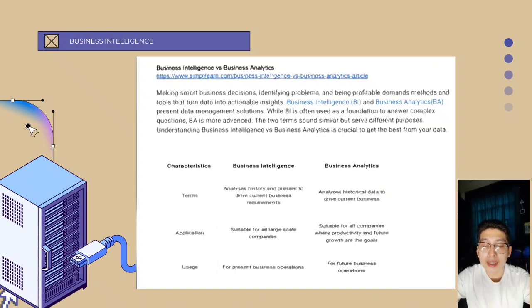Characteristics. Business intelligence, business analytics. Characteristics, terms, application, usage. The terms of business intelligence is analyzes history and present to drive current business requirements, while the business analytics analyzes historical data to drive current businesses. Application of business intelligence is suitable for all large-scale companies, while business analytics suitable for all companies where productivity and future growth are the goals. Usage. Business intelligence is for present business operation, while the business analytics for future businesses operations.